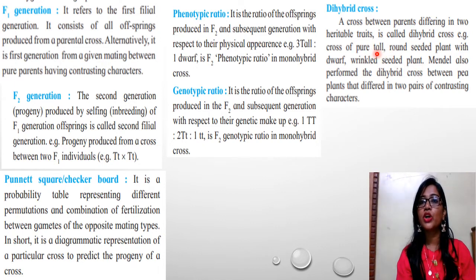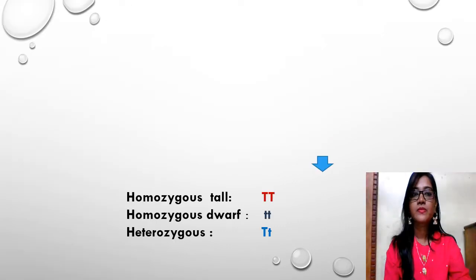So here tall and dwarf, the height of the plant, is one character, and round-seeded and wrinkle-seeded is the second character. So two characters are considered. Mendel also performed the dihybrid cross between pea plants that differed in two pairs of contrasting characters.